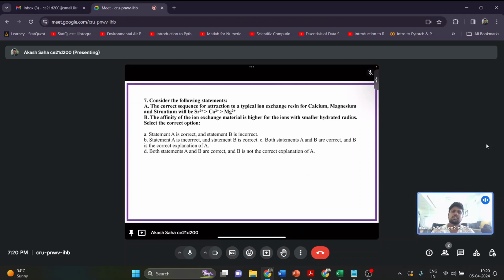So we have to say whether the correct sequence of attraction of a typical ion exchange resin will be strontium, calcium, magnesium, and also whether the affinity of the ion exchange material will be higher if there is a smaller hydrated radius. So please think over it and tell me which of the statements is or are correct. I'll wait for some time.